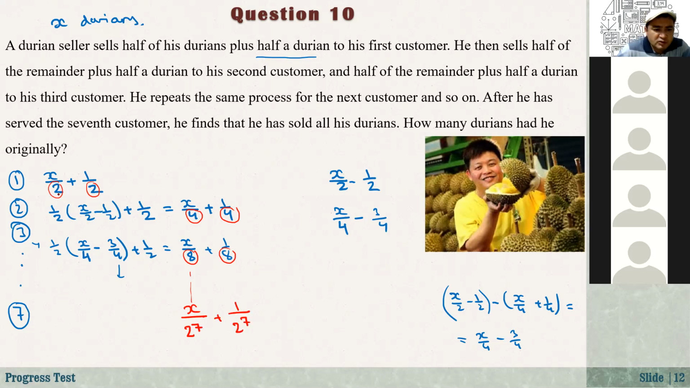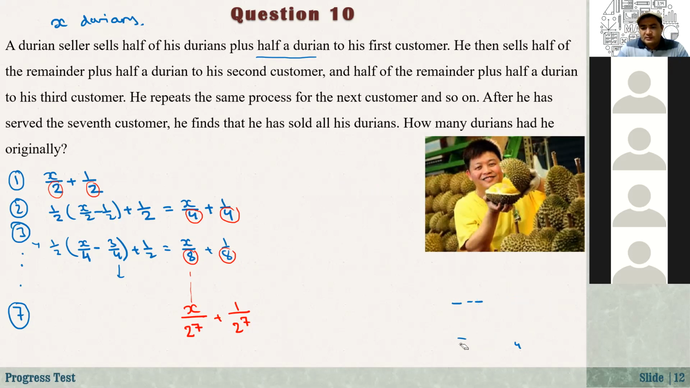Because the first one is 2 to the power of 1, the second one is 2 squared, third one is 2 cubed, right? The same thing is going on here. So actually we are just repeating the same process. So that's why it must actually increase in this way.